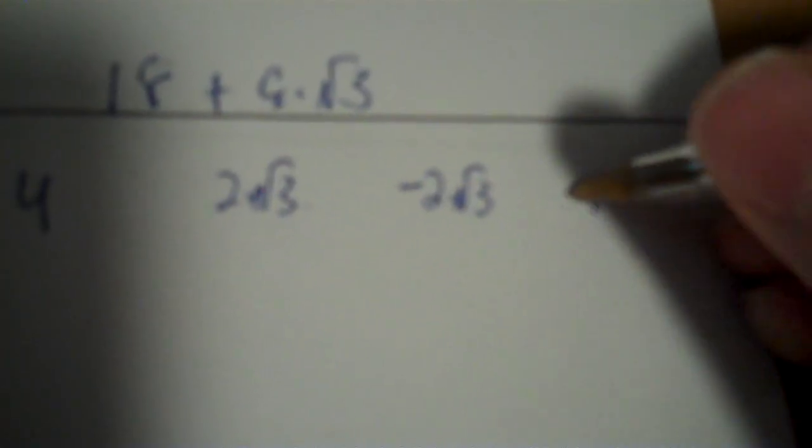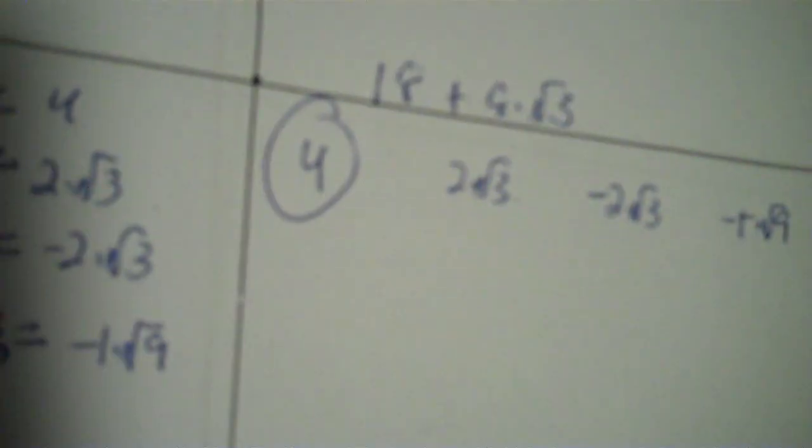Now, let's look at the bottom. We got 4. We got 2 times the square root of 3. We have negative 2 times the square root of 3. We have negative 1 times the square root of 9. So that's a whole number. And remember, these cancel. They're the same thing. They're just positive and negative. So if they're both multiplied by the square root of 3, but they're the opposites. And that's why the conjugate method works the way that it does.